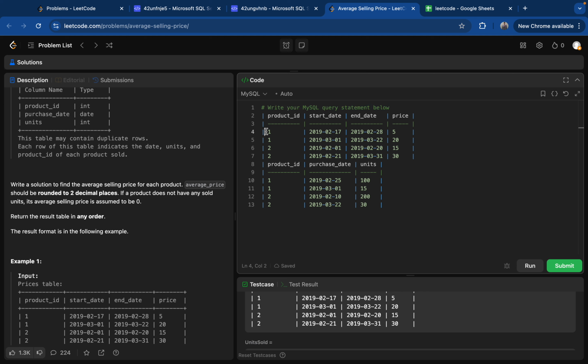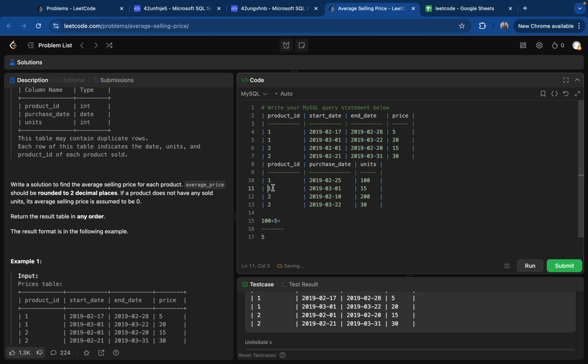So now let's look at product ID 1. Product ID 1 was $5 during this time frame, and on 2019-02-25 someone bought 100 units of it. So the total will be 100 into 5, right? And then in the denominator I'm writing the number of units, which will be 100 units.